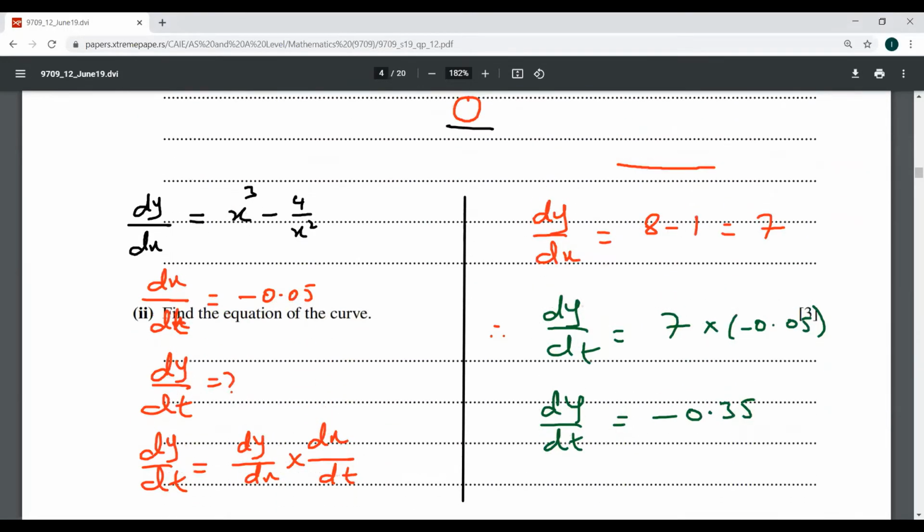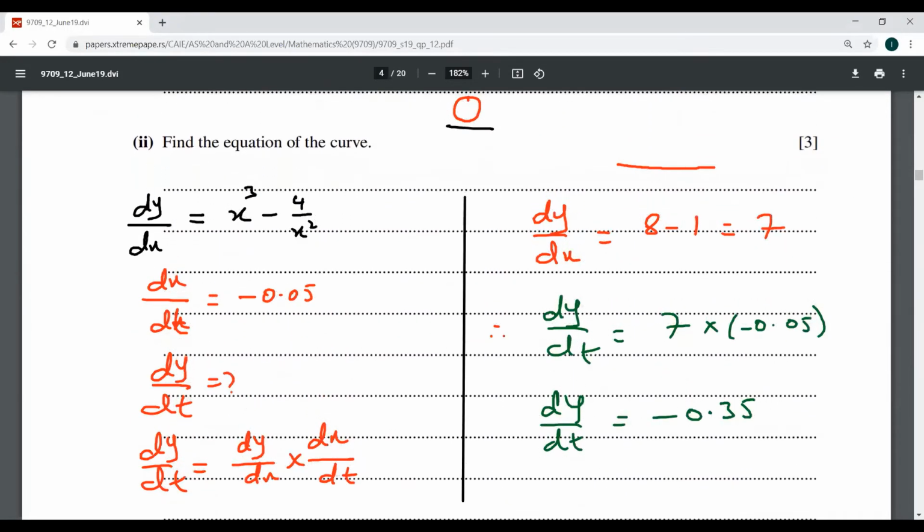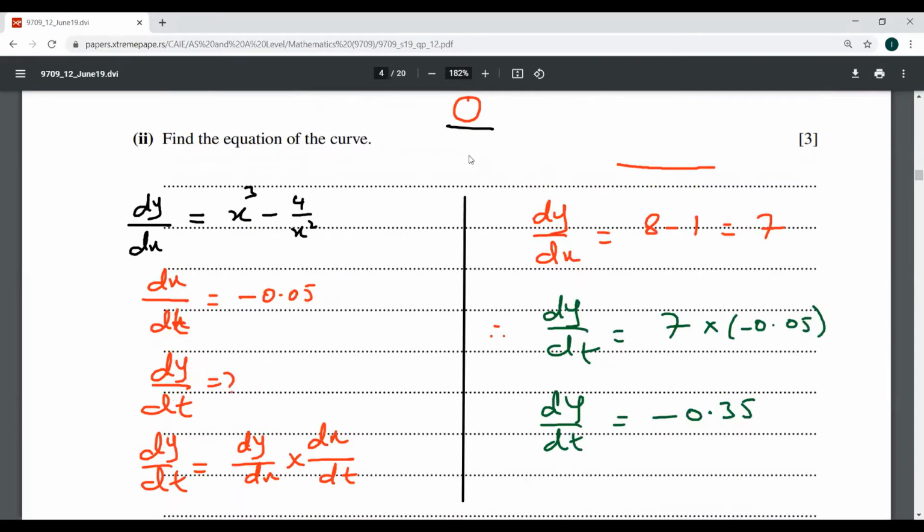Let's see what is there. Oh yes, he says find the equation of the curve. So we had that point P, which is 2 comma 9. Let me write that point here. I think that was 2 comma 9. Yeah, we'll be needing this now. Okay, now this is the differential equation that I was mentioning there.